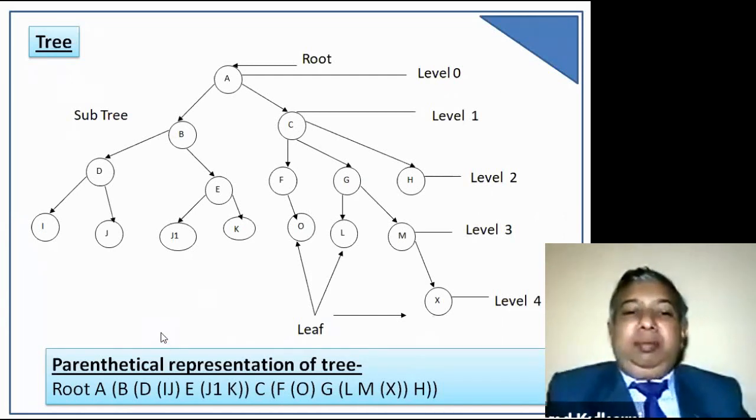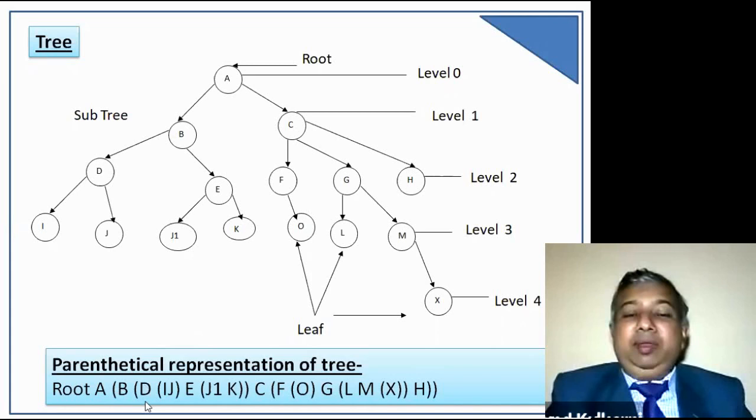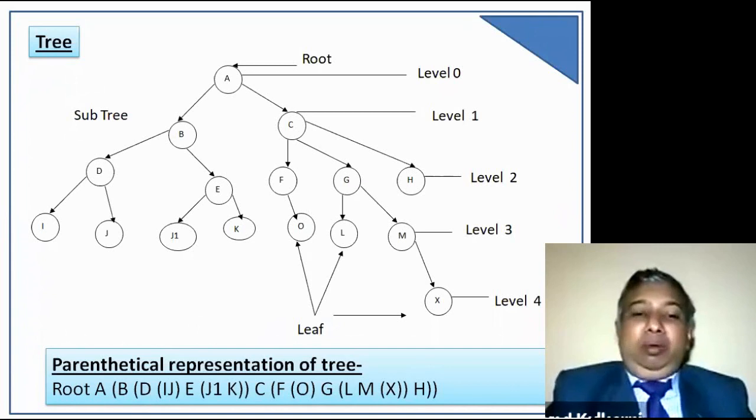Mathematically, a tree is represented by using parenthetical notation. Here, we are using parenthetical representation of a tree. Root A, bracket, then we have to put the children of A, that is B. Again, to describe B, another bracket starts because B itself is another tree, and so on. So parenthetical representation means whenever a bracket starts, it denotes children of the given node.